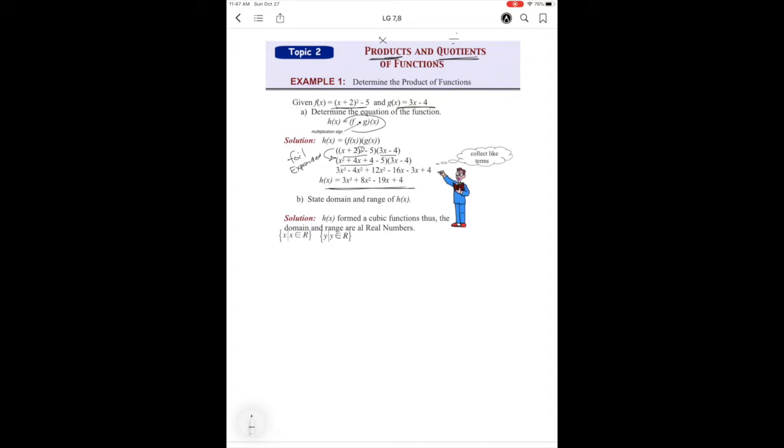And then I knew that because there's an x cubed there, its domain is x ∈ ℝ and range is y ∈ ℝ, because we did the cubics earlier on, and there are functions that do that.